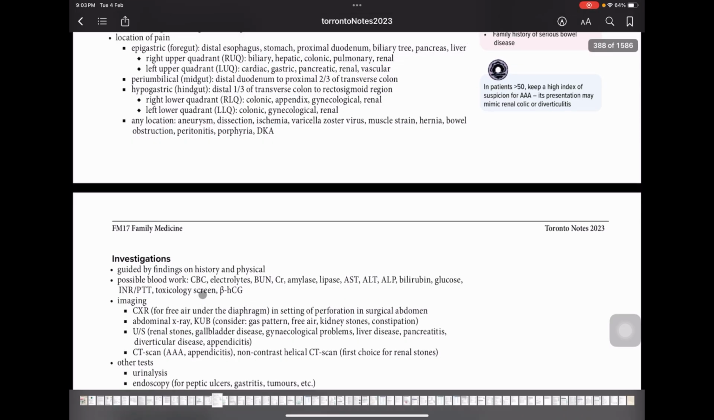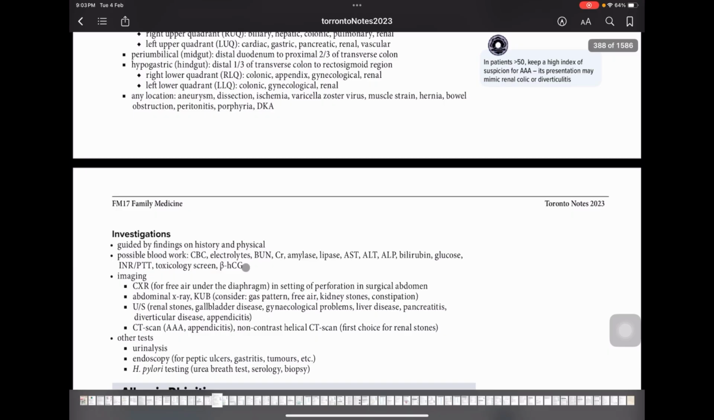But general investigations would be CBC, electrolytes, blood urea nitrogen, creatinine, amylase, lipase. So this is for pancreatitis. And then AST, ALT, ALP, bilirubin, glucose, INR, PTT, toxicology screen, and beta HCG. Remember, beta HCG is very, very important for a fertile, young female coming with abdominal pain. Think about pregnancy, ectopic pregnancy first, okay?